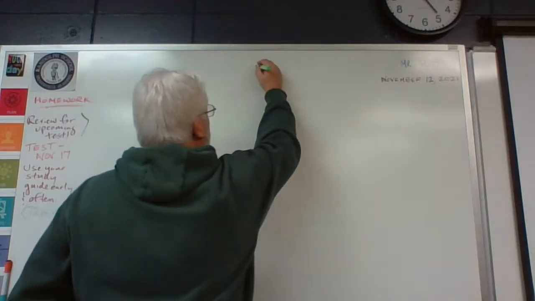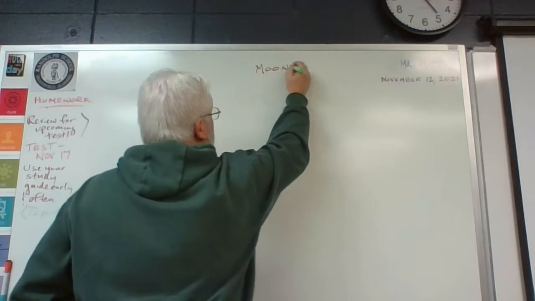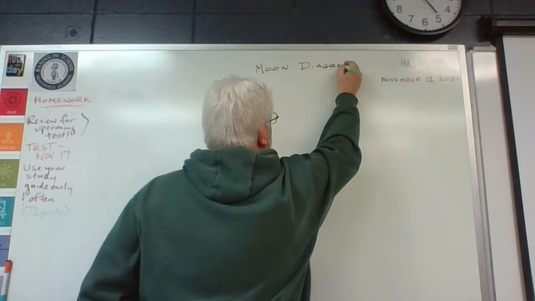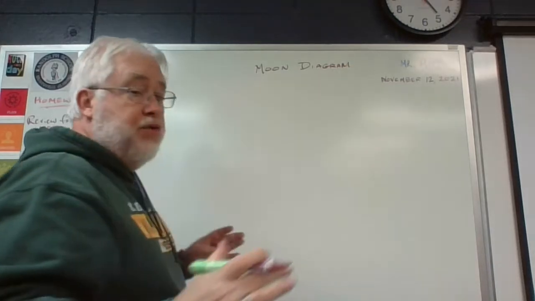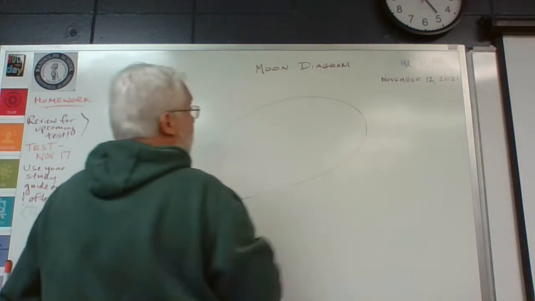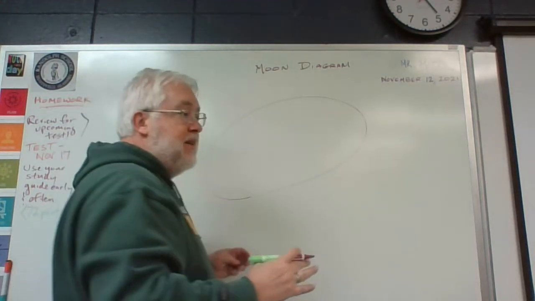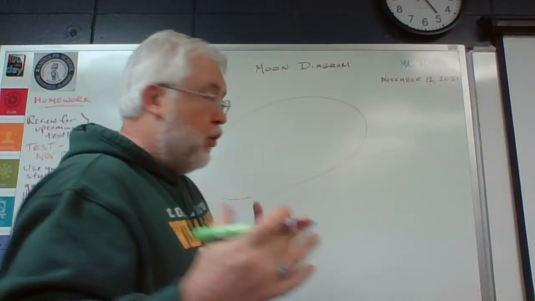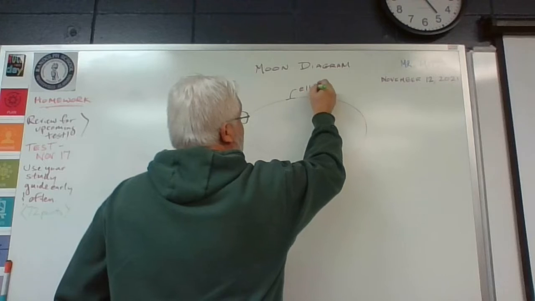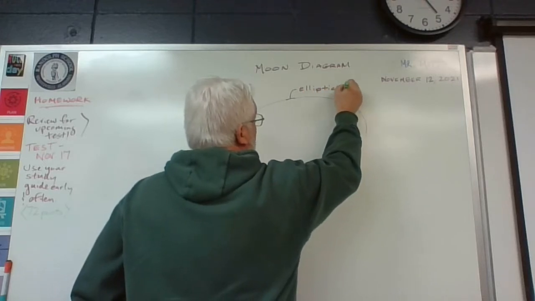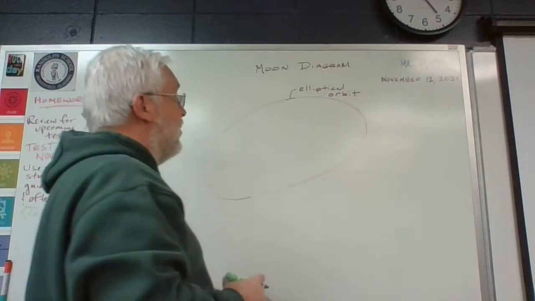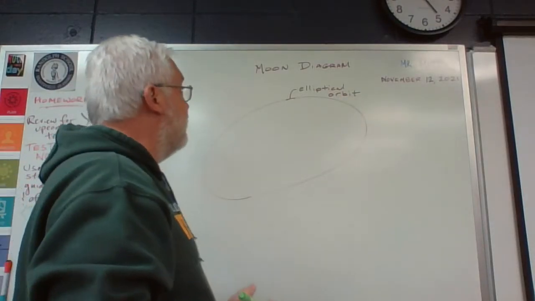I'm going to start just by writing moon diagram. As you know, as we draw this diagram, we begin with a shape like that. This is meant to represent the shape of the moon's orbit. And we label this, of course, as an elliptical orbit. Again, elliptical is an adjectival form of the shape known as an ellipse.